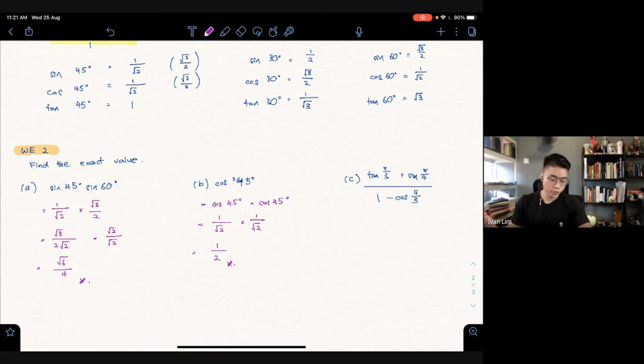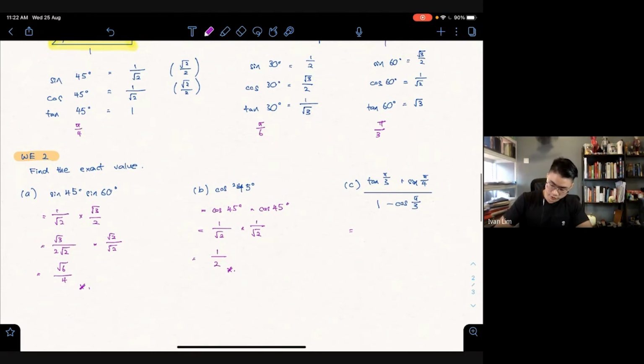So pi over 3 will be 60 degrees. Okay, I just write here. Because pi is equal to 180 degrees, 180 divided by 3 will be 60 degrees. This one is pi over 6, and this one will be pi over 4. So tangent pi over 3 means tangent 60 degrees. Tangent 60 degrees, we look up the list, it will be equal to root 3.